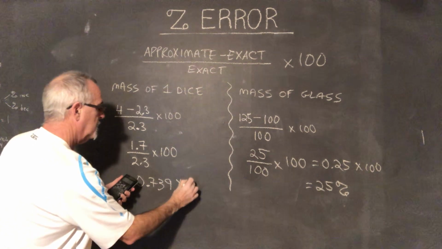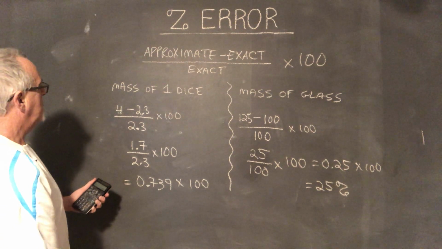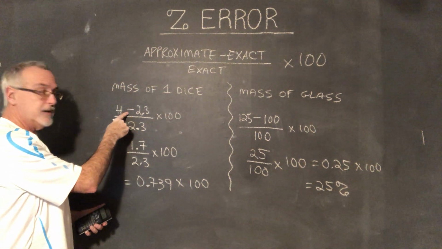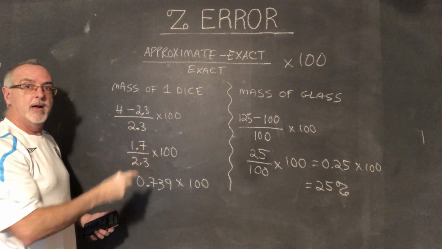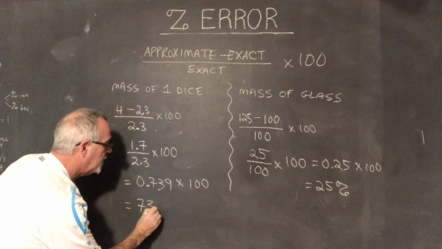73.9%, really? Oh yes, because I'm looking at this and I'm not thinking of the original guess. The original guess of 4 actually is quite far from the actual mass of 2.3. So we have a 73.9% error.